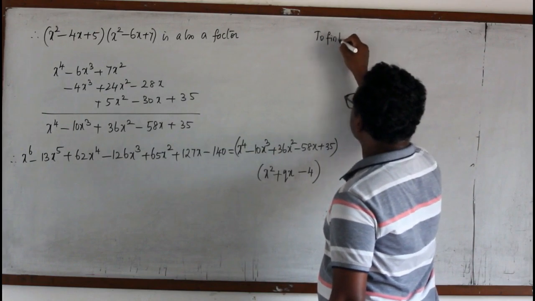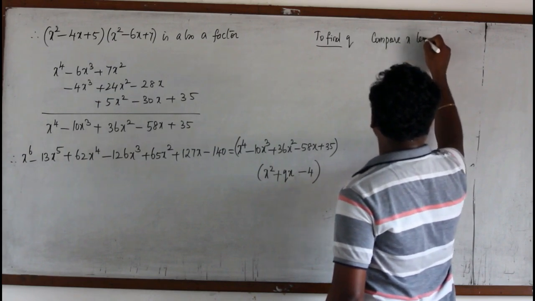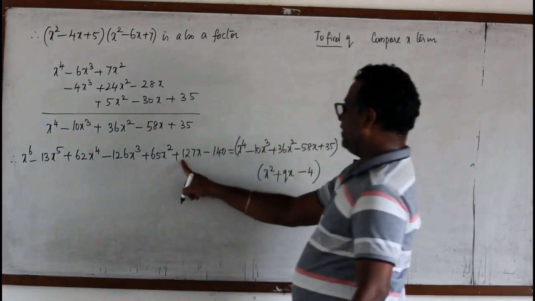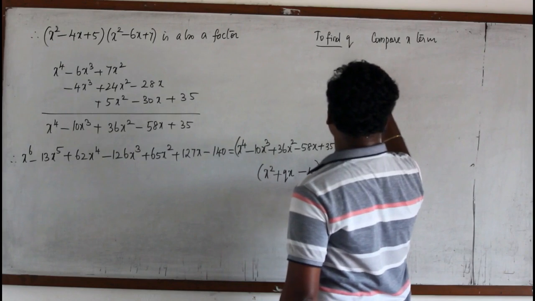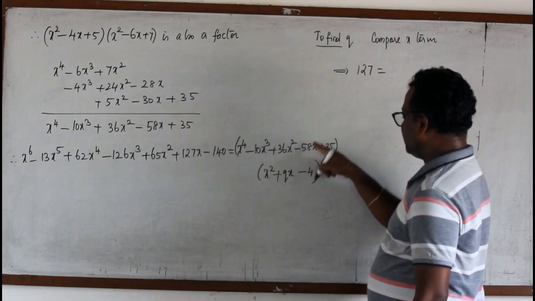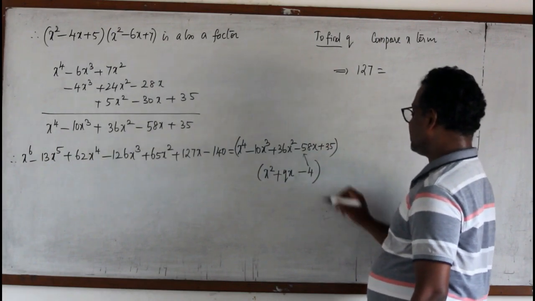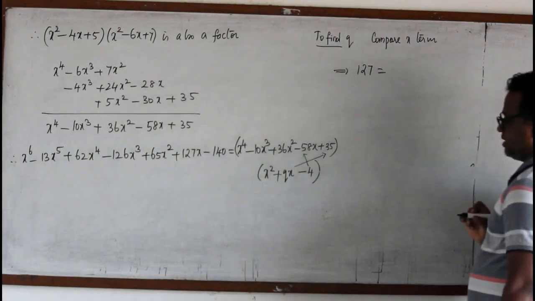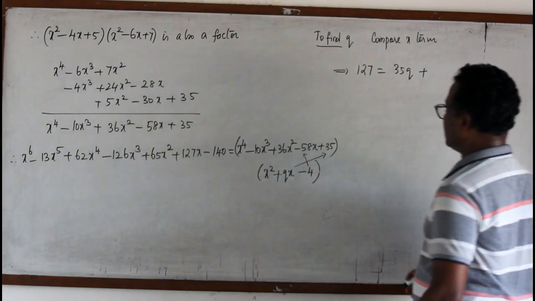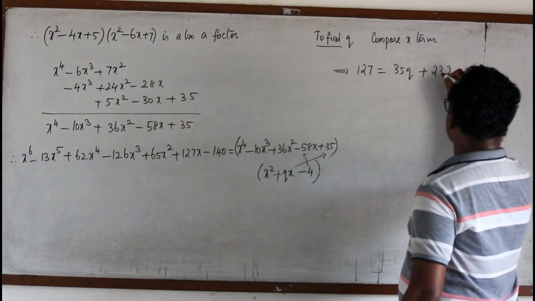To find q, let me compare the x term, because q is with x. On the left hand side, the x term is 127. When I multiply these two, I get one x term, and when I multiply these two, I get one x term. Multiplying, this will be 35q, minus into minus plus, 58 into 4: 8 4s are 32, remainder 3, 5 4s are 20, 23.